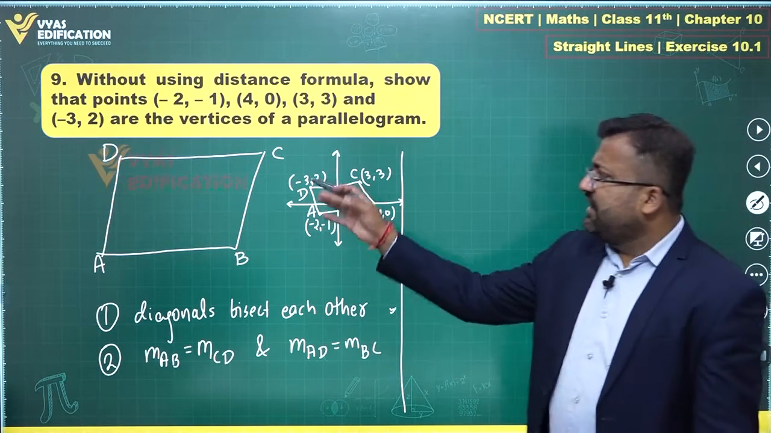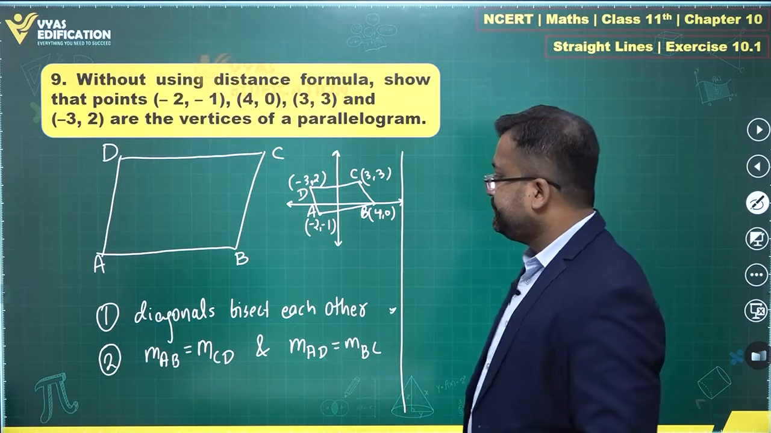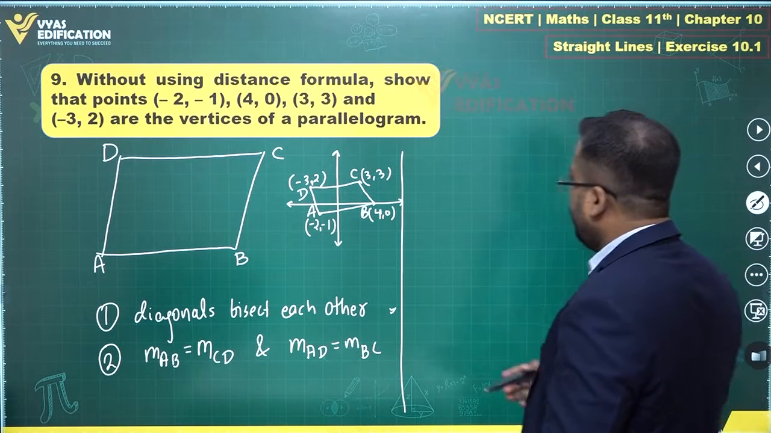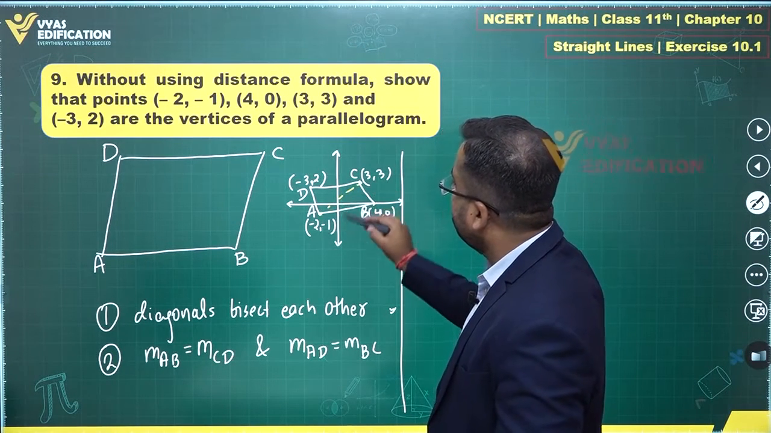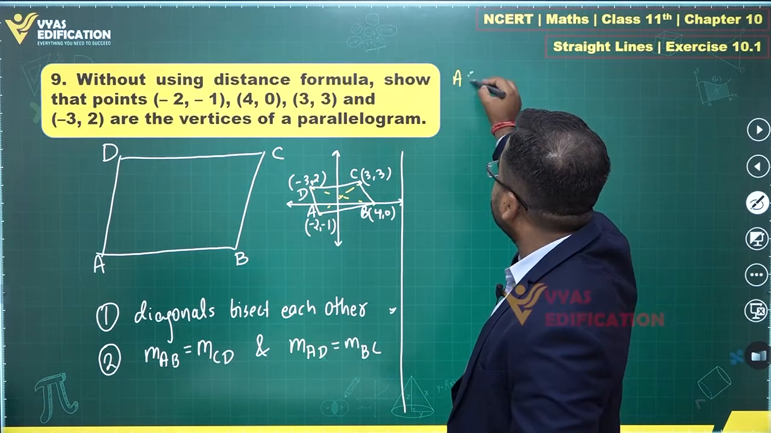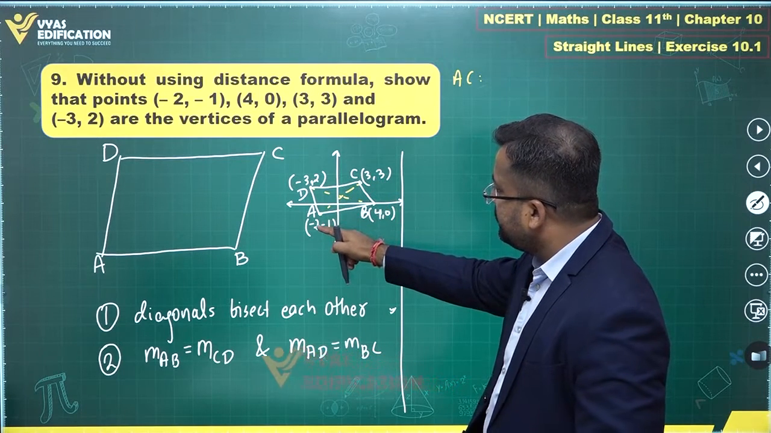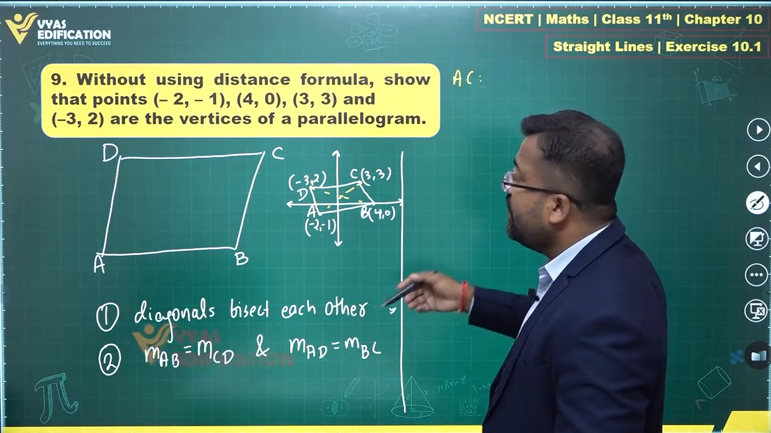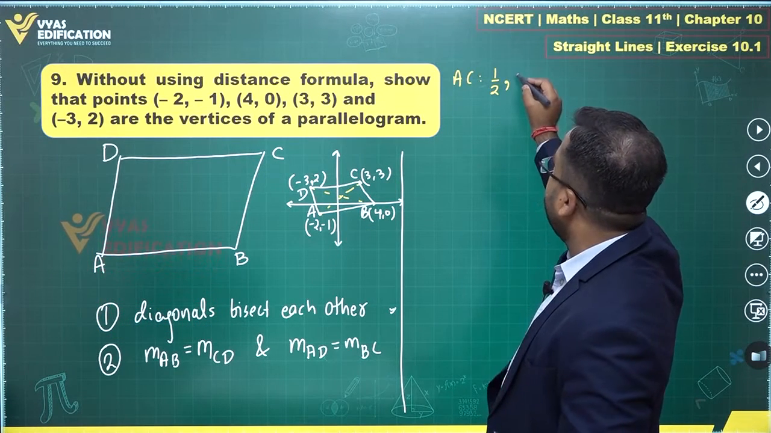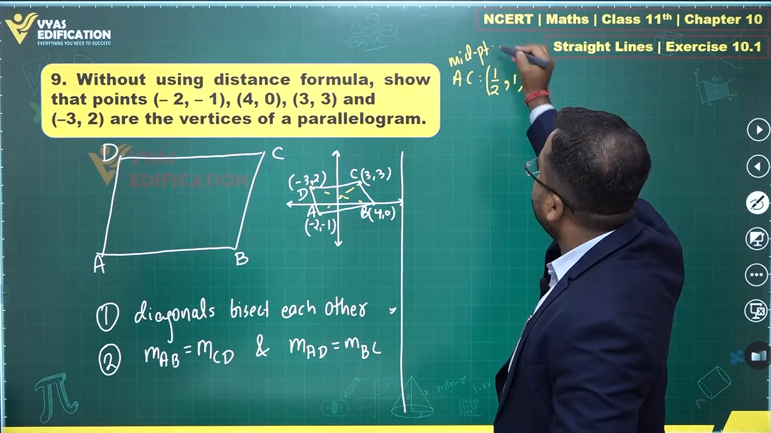So the vertices are given in a particular order. Yes, they are given in the anti-clockwise order. That's a good thing, right? And if you can prove using the first one, it becomes very simple. What you do is you find the midpoint of AC and you find the midpoint of BD. Midpoint of AC will be x1 plus x2 by 2: 3 minus 2 by 2 is 1 by 2. And 3 minus 1, which is 2 by 2, which is 1. This is the midpoint of AC using the idea of midpoint.